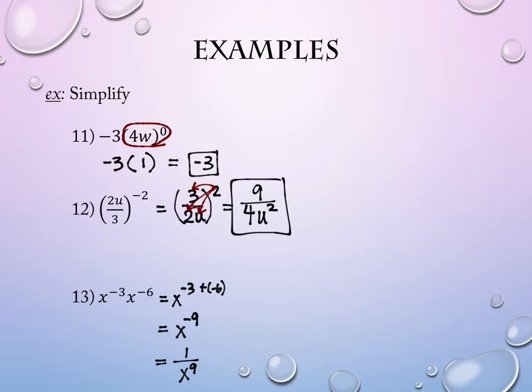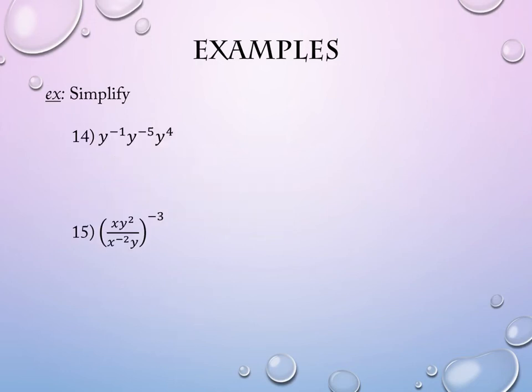Okay. Along the same lines, number 14. A couple different ways to do it. I'm inclined to just add the exponents together first. If you're not inclined to do it that way, that's fine. So I would take negative 1 plus negative 5 plus 4. What is negative 1 plus negative 5? Negative 6. Negative 6, and negative 6 plus 4 is negative 2. So just y to the negative 2.